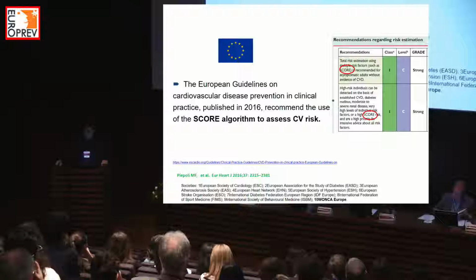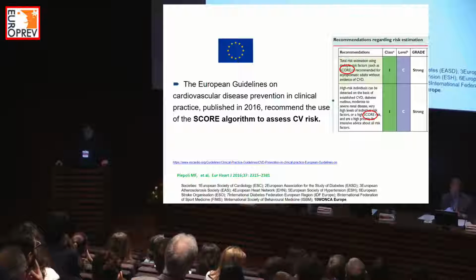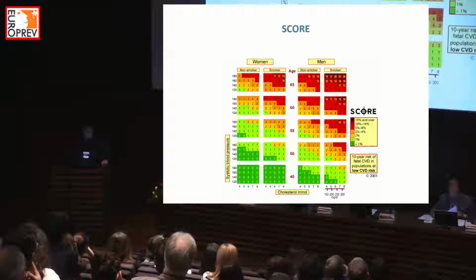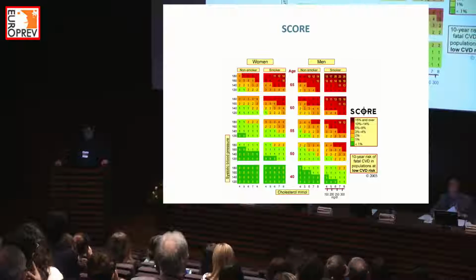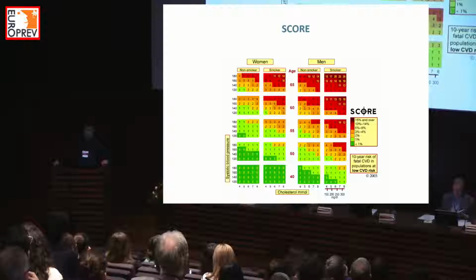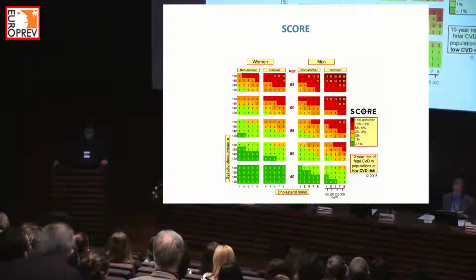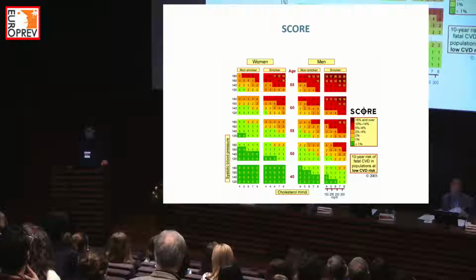And they do recommend the SCORE, which is a system based on European cohorts. And this is the popular color table. In this case, this is for low-risk countries. It's a very simple tool that takes into account the age, gender, blood cholesterol, blood pressure, and smoking.